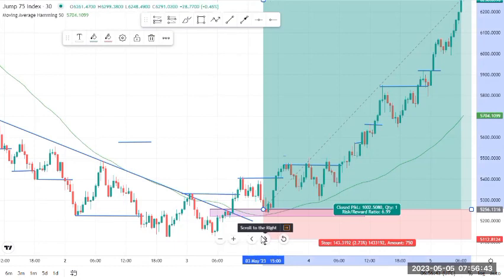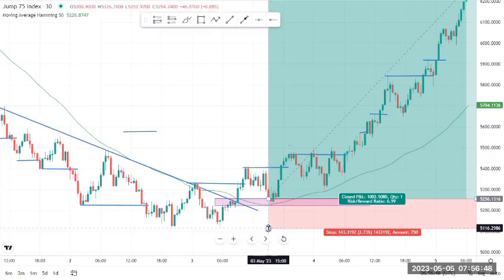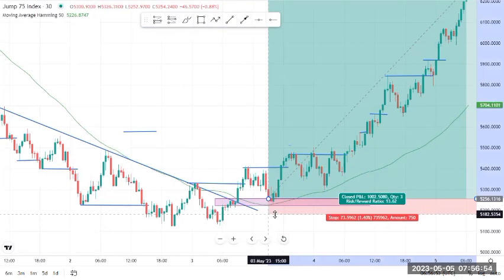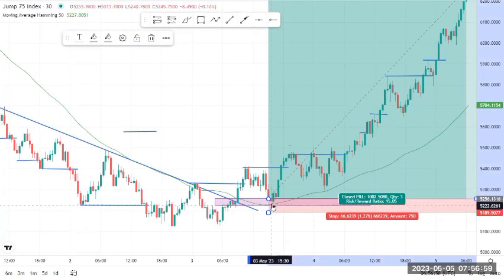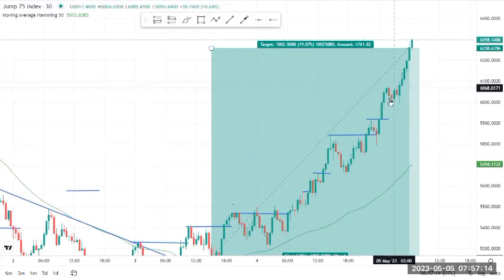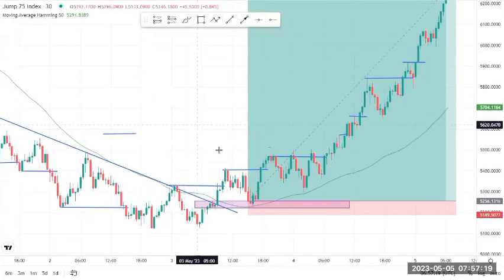But if you want to go more aggressive, you want to reduce your drawdown, or you just want to risk less, you bring it below this demand level here. Remember, the tighter your stop loss, the higher the chances of your stop loss being hit. Then you can see how price hit it, and I made this whole profit here. I cut all this move here. It's very simple.